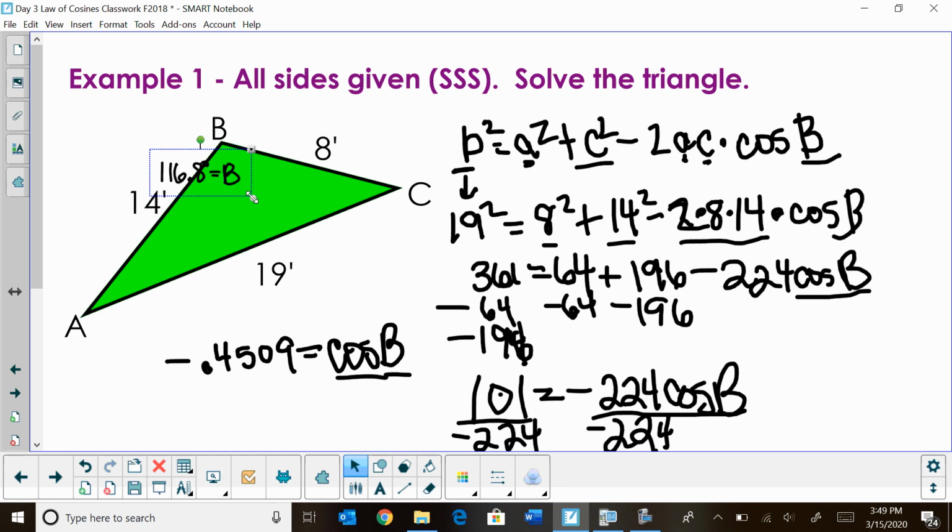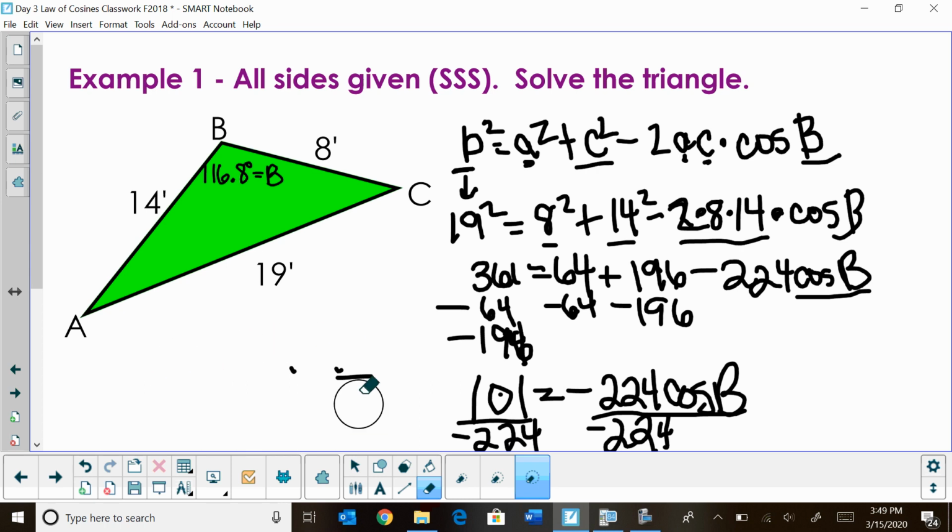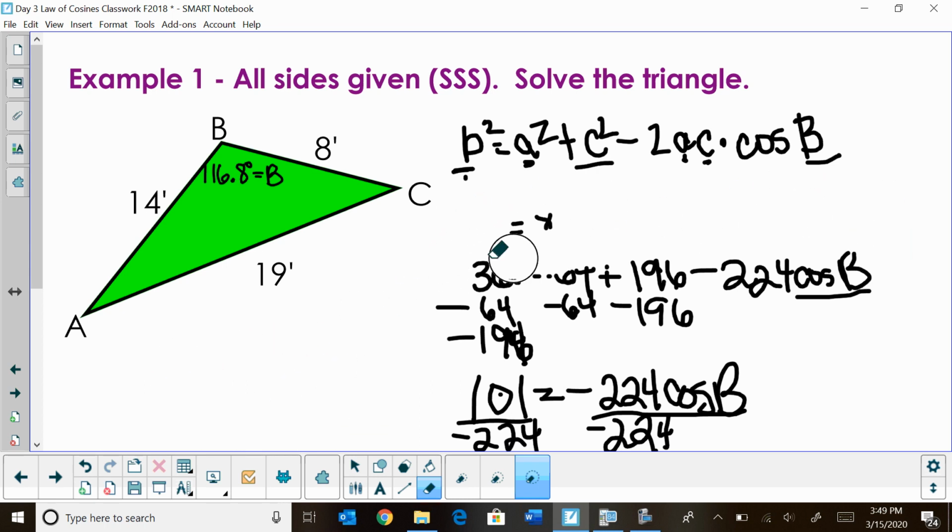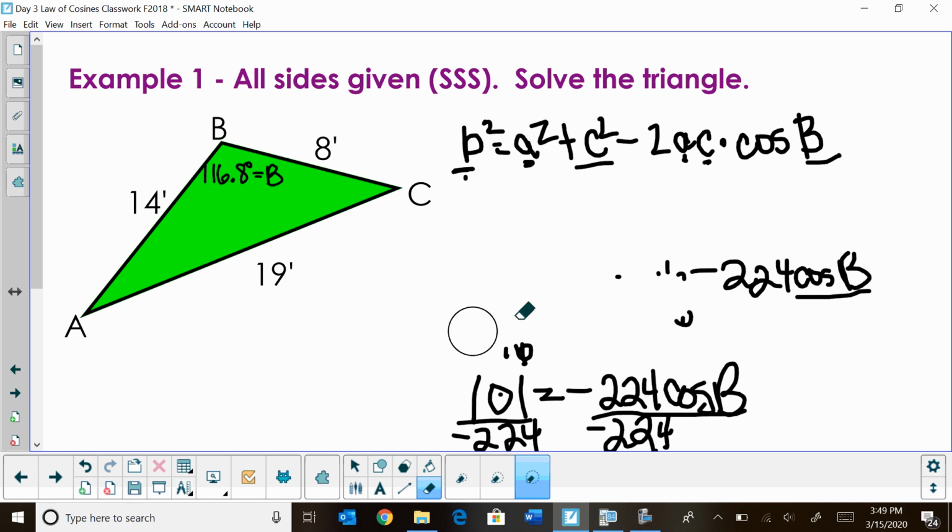Angle B is 116.8. Okay, now we need to solve for one more angle. Since we started with the law of cosines, we need to finish with the law of cosines. So I'm going to go back and erase all this. And this time we're going to solve for the second largest angle.